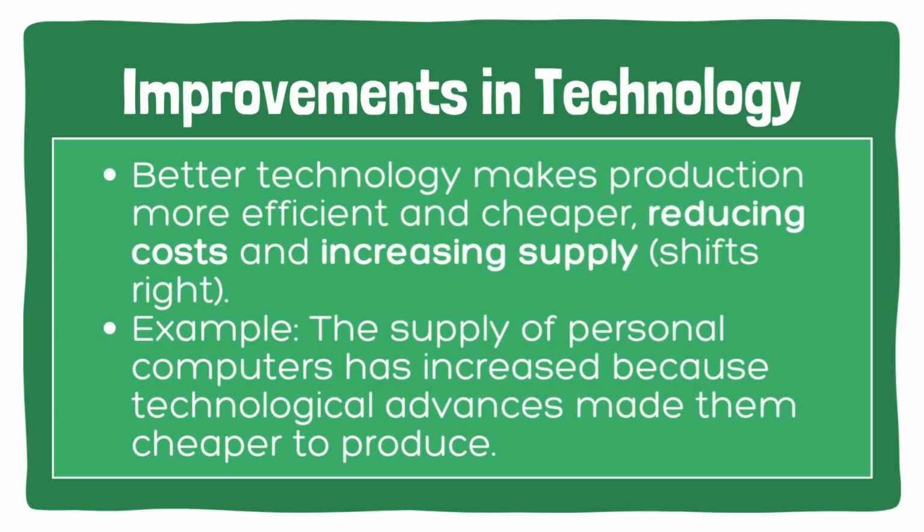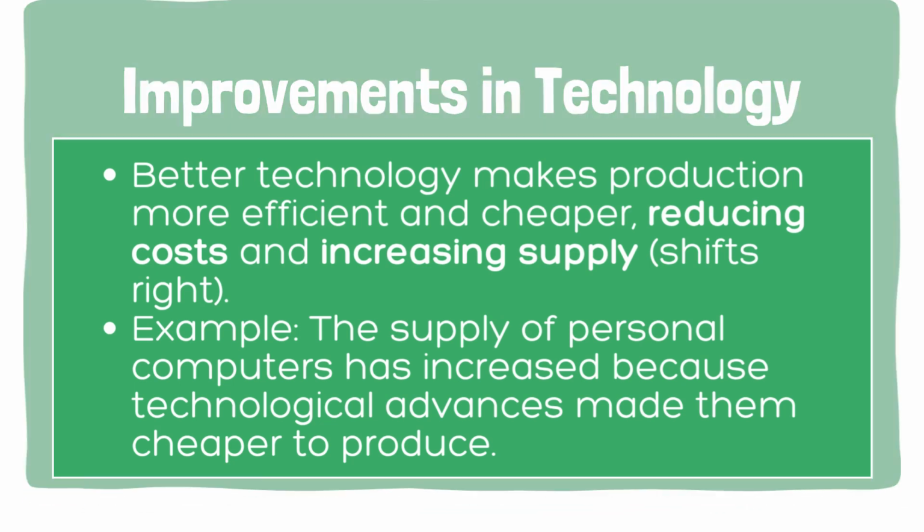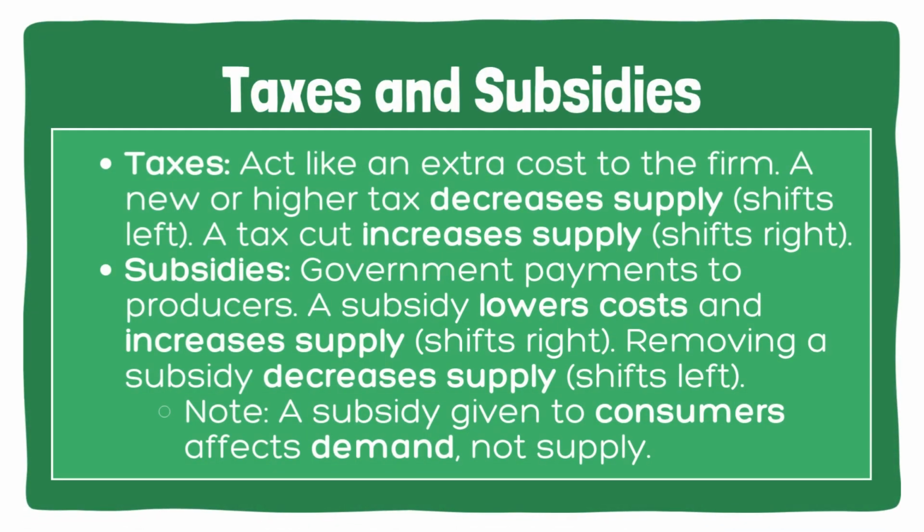Improvements in technology also increase supply. New machines and better production methods make it cheaper and faster to produce goods. For example, technological advancements in manufacturing have made it easier to produce personal computers, increasing their global supply despite rising demand. Taxes and subsidies also affect supply. Higher taxes on firms, such as value-added tax or corporate tax, increase costs and reduce supply. In contrast, when taxes are lowered or removed, firms can afford to supply more.